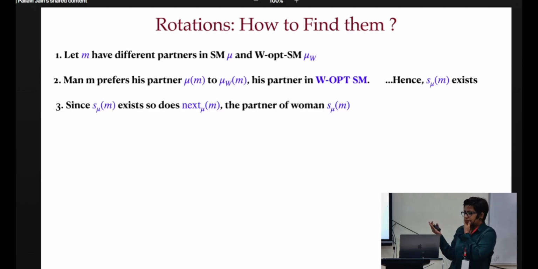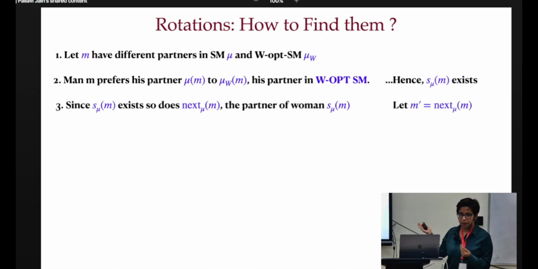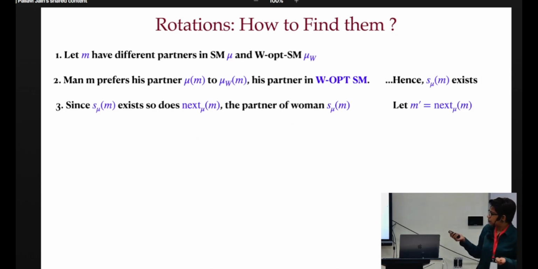Now, since the successor function exists, the next function also exists. I should not say the function exists, the function obviously exists, but when the next function is applied, its argument is non-empty. Because the successor exists, her current partner is the next, which gives me the next function. So M prime exists, M prime is the partner.